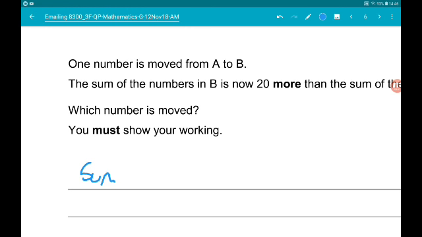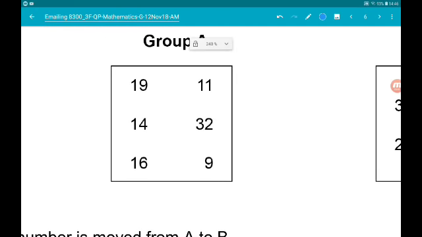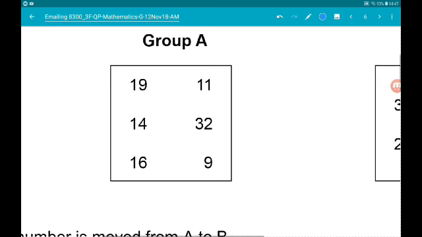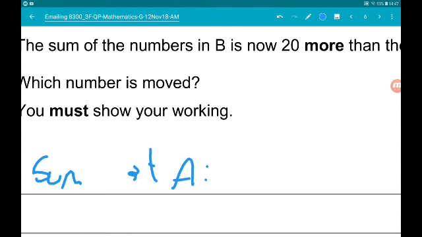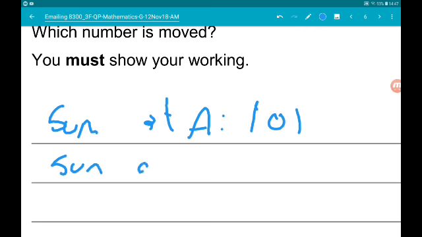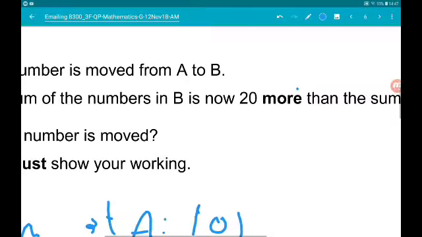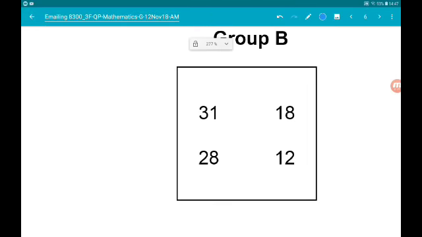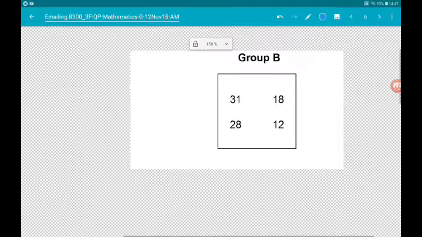Okay, so a good place to start would be working out the sums as they are at the moment. So the sum of A is, so remember, use your calculator. 19 add 11 is 30, add 14 is 44, add 32 is 76, add 16 is 92, add 9 is 101. And then in B, we've got 31 add 18 is 49, add 28 is 69, 77, add 12 gives us 89.